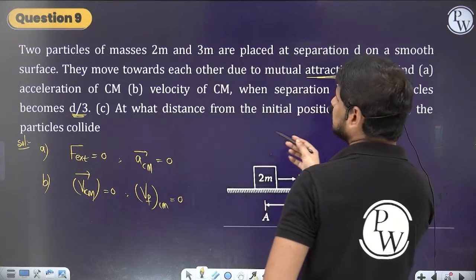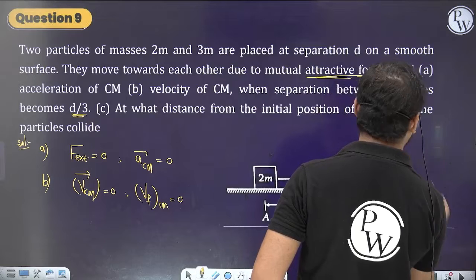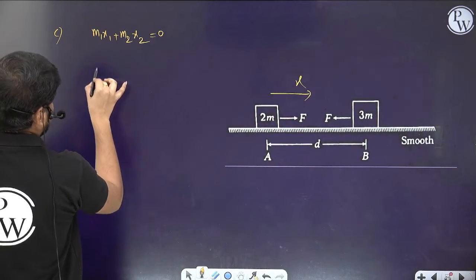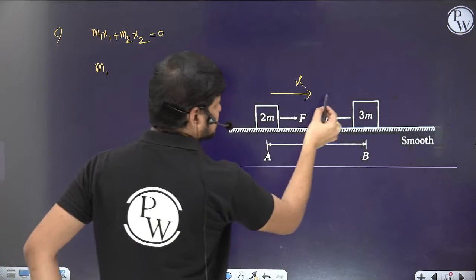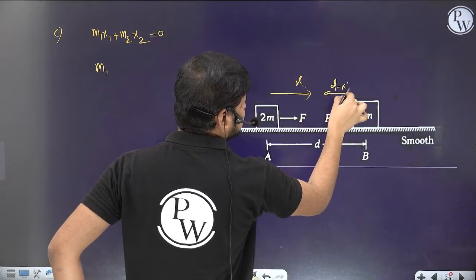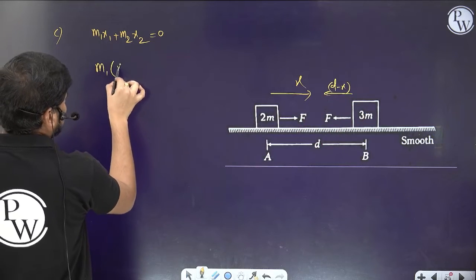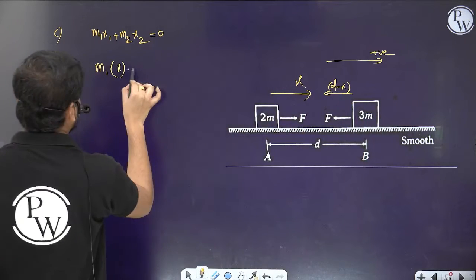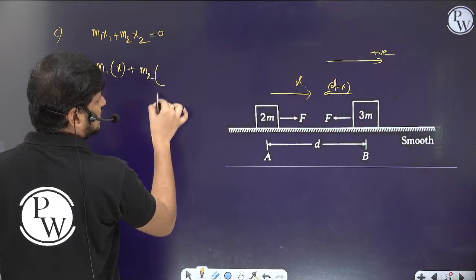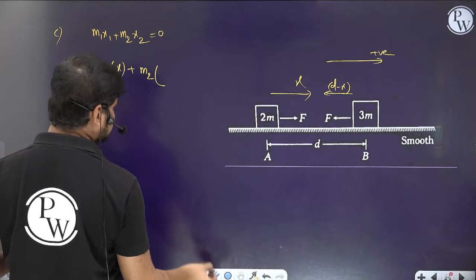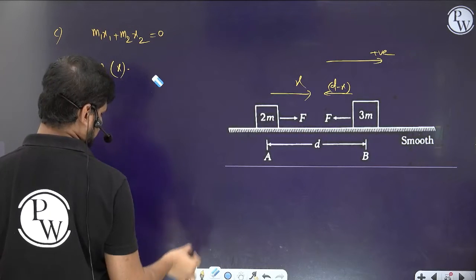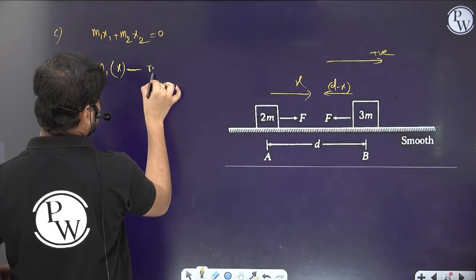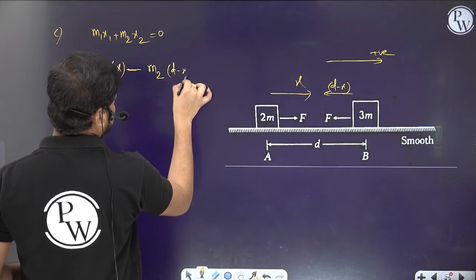At what distance from the initial position of mass 2m? Let it be some distance x. So I can write m1 into, if it is x distance, then this will be d minus x distance obviously. So m1 into x on the right side. I am considering this direction as positive, right? Then m2 into x2 is what? So x2 I can take as minus d minus x. So let's write minus here itself so that it makes our calculations easier. So m2 into d minus x. Why am I keeping minus here?